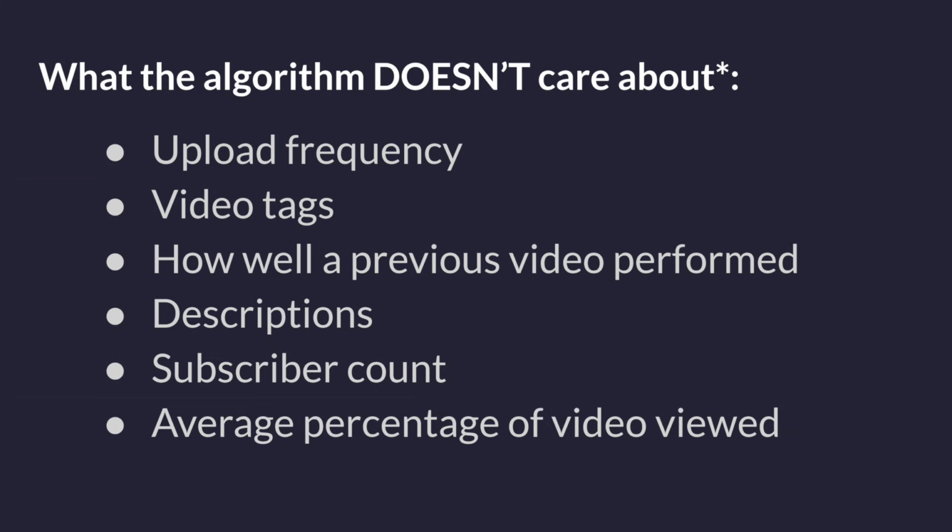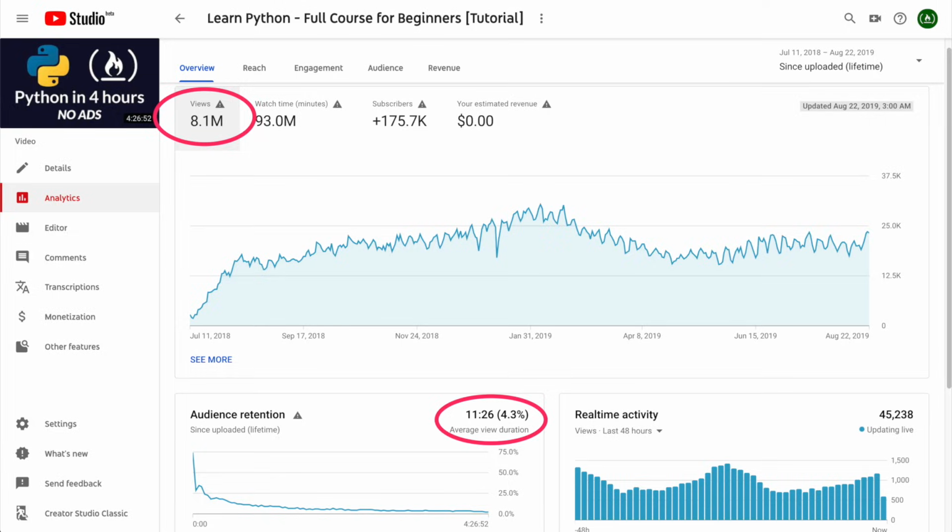Average percentage of video viewed. This one can have an impact for shorter videos. If your video is just 1 minute long, it makes a difference what percentage of the video is viewed. But if you're posting hour-long tutorials, the percentage viewed is much less important. On the freeCodeCamp.org channel, we have a 4.5 hour long Python video with over 7 million views. Its average view percentage is 4.3%, but its average view duration is 11 minutes 20 seconds. Average view duration matters way more than average percentage viewed.